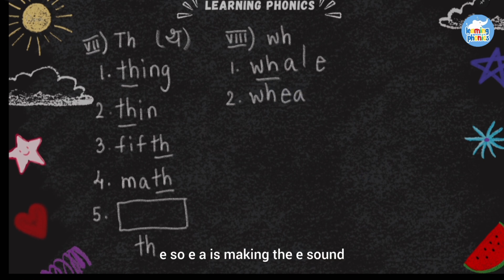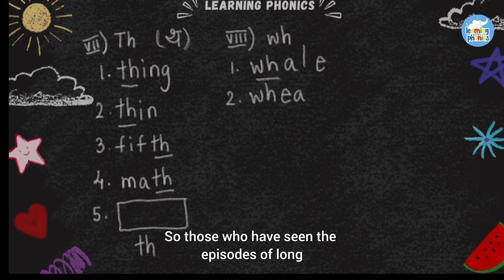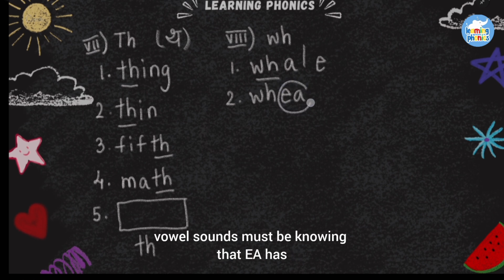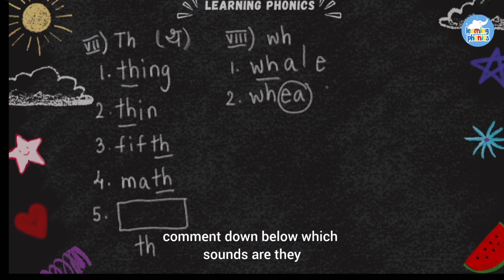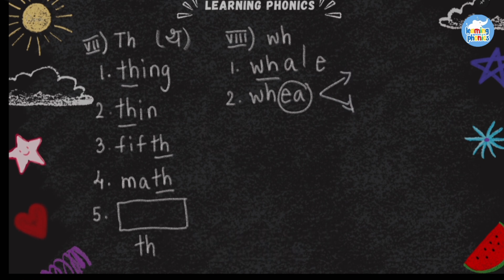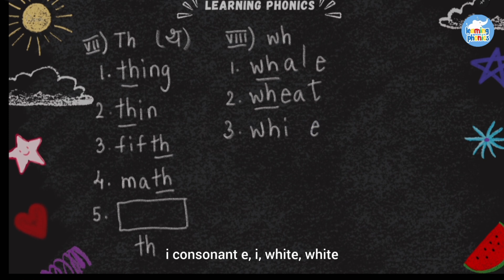Number two is going to be w, ea. So ea is making the e sound. So those who have seen the episodes of long vowel sounds must be knowing that ea has two sounds. So if you know, comment down below which sounds are they. Okay. So w, ea, t, wheat. See, number three is w, i, consonant E, white, white.